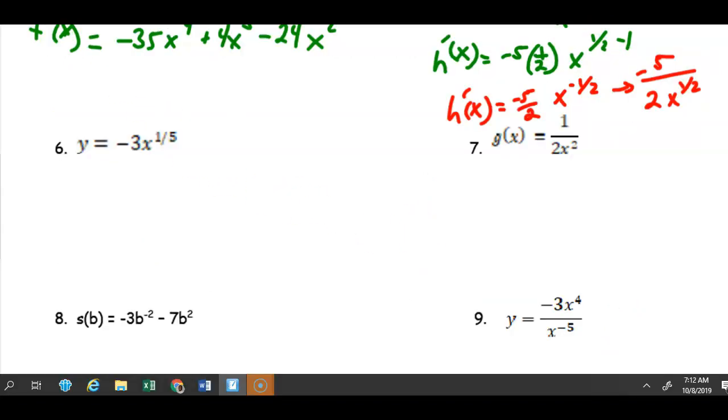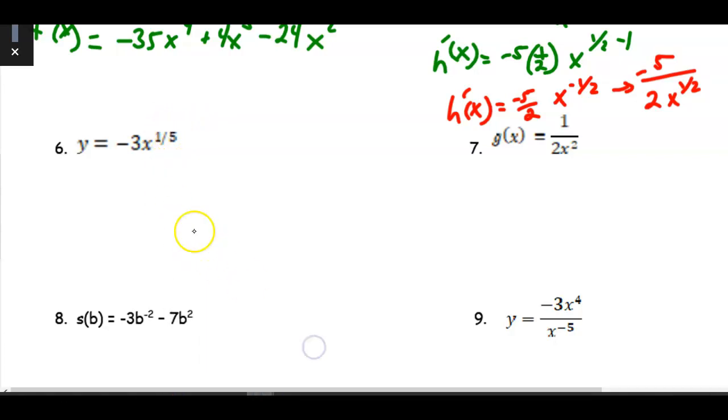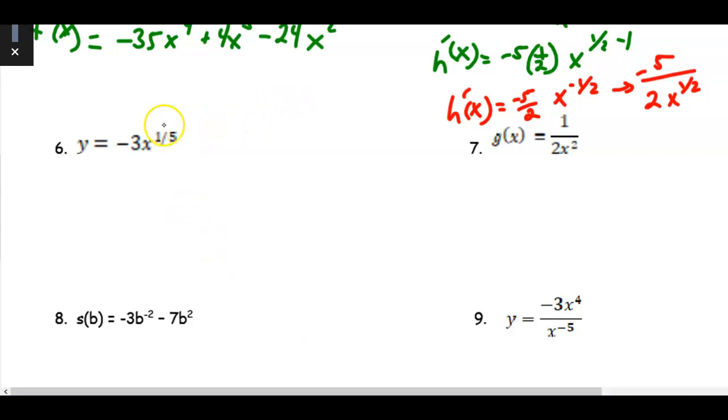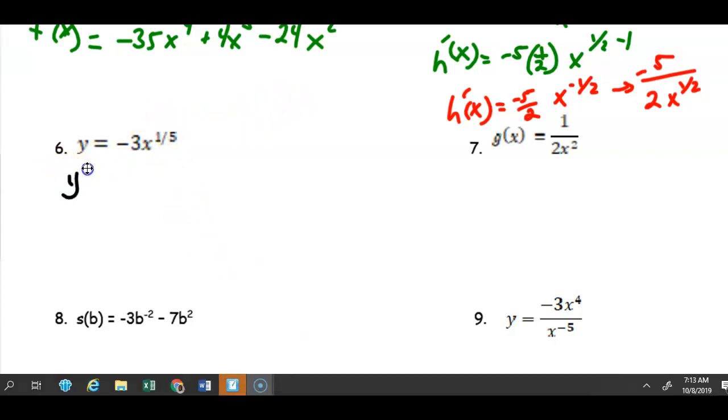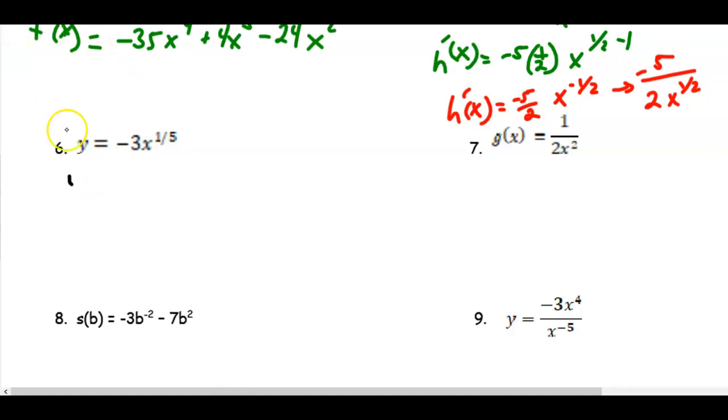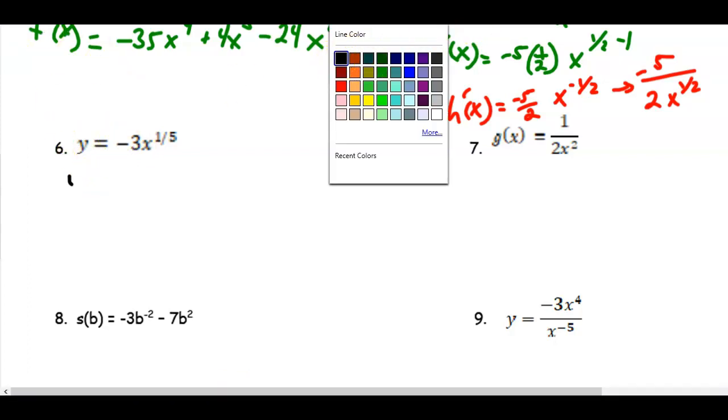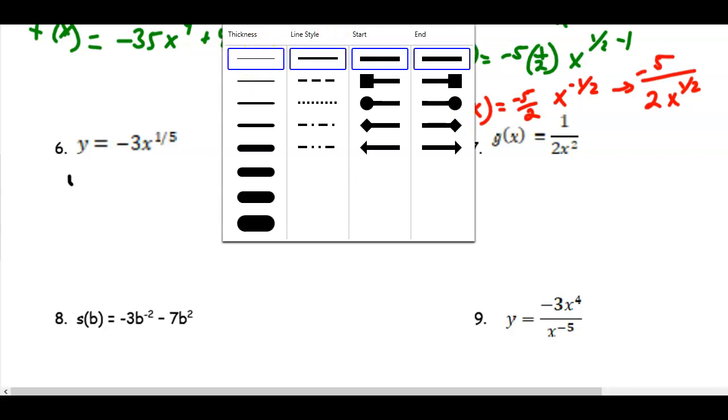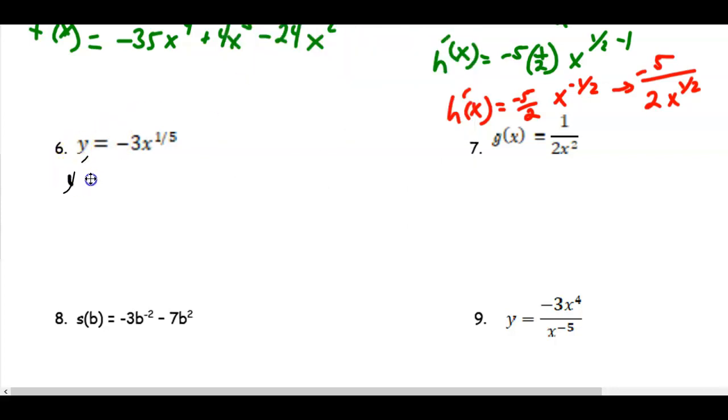Now, all right, for this next one right here, we have negative 3x to the 1/5. So what we're going to do here is we're going to multiply this one. We're going to multiply negative 3 by 1/5. All right, so we're going to have, oops, that's y inverse. We don't want that. We want y prime. All right, the derivative equals negative 3 times 1/5. And I'm writing this one all the way out just so you can see it.